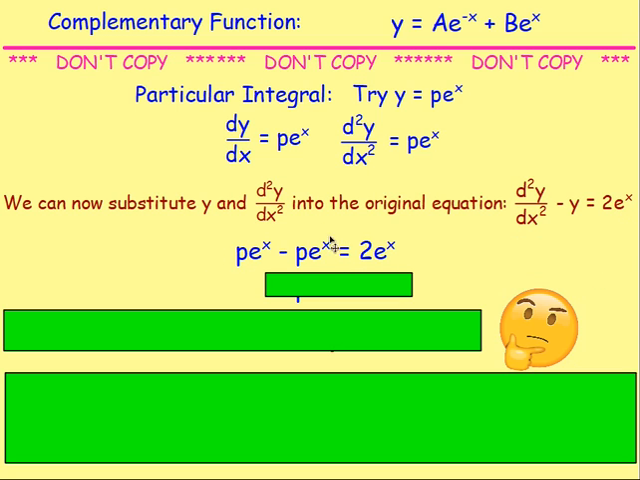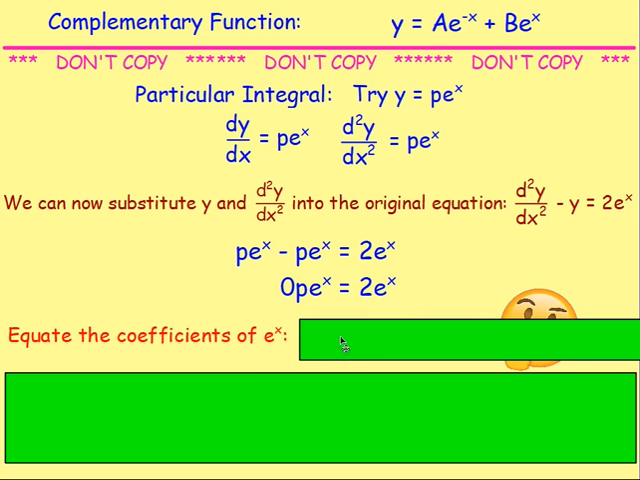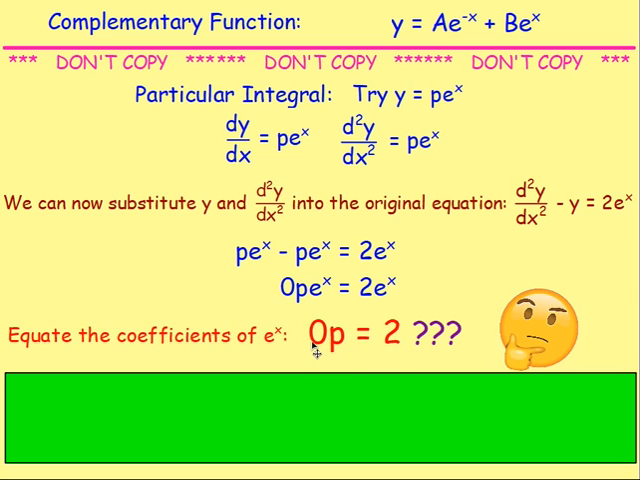However, if you simplify this left-hand side, you would have pe to the power of x take away pe to the power of x, which is 0 pe to the power of x, or in other words, it could just be 0. But if you look at the coefficients of e to the power of x, well, here the coefficient is 0p, and here the coefficient is 2, which gives you 0p equals 2. There is no number that you can multiply 0 by to get 2. It makes no sense. Confusing.